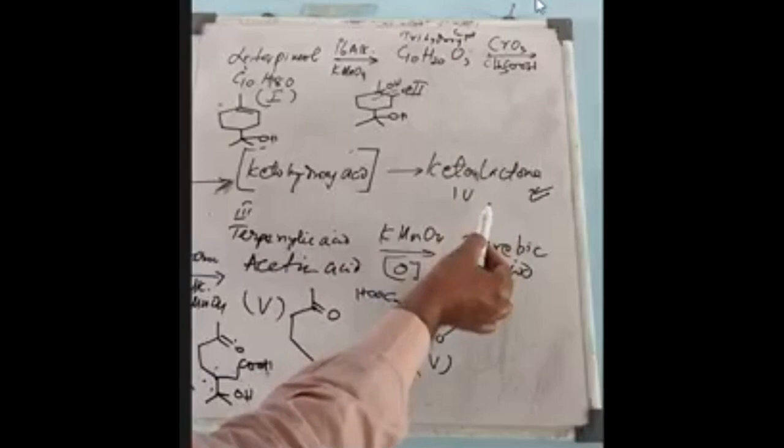Formation of acetic acid suggests that this compound, this lactone, contains this group, that is, the ketonic group. And this group we can normally call the acetyl group. So this compound contains the acetyl group. Because with methyl ketone, if by using the reaction of alkaline potassium permanganate acetic acid is produced along with other compounds, this is the indication that the compound contains the methyl ketone.